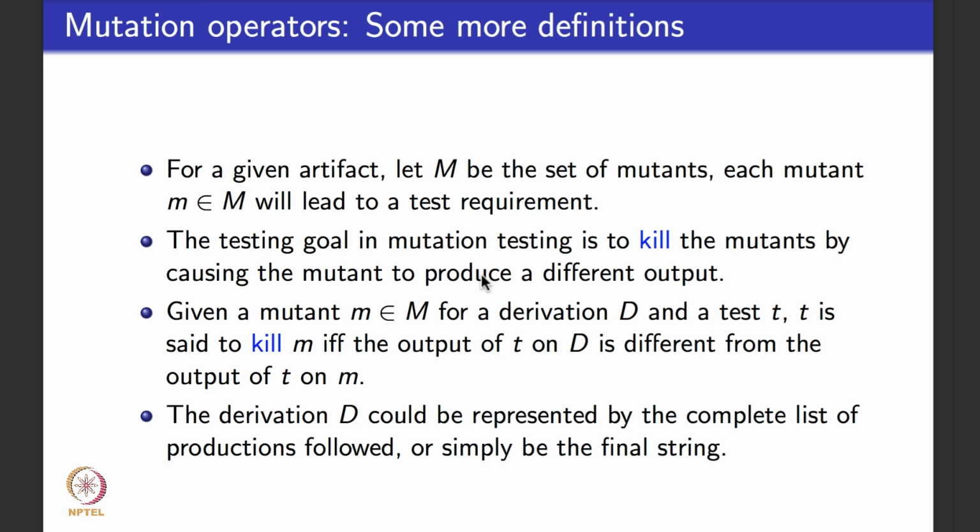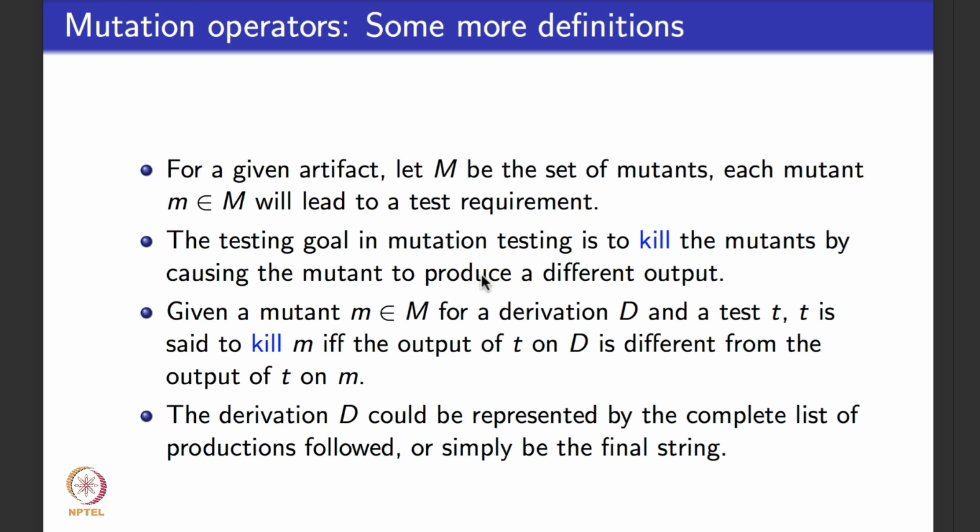For a given artifact like source code or requirements or design, let M be the set of total number of mutants. Each mutant m in M will lead to a different test requirement. The testing goal in mutation testing is to be able to kill the mutants. What does it mean to kill the mutant?